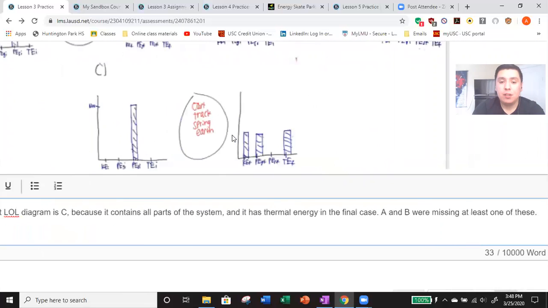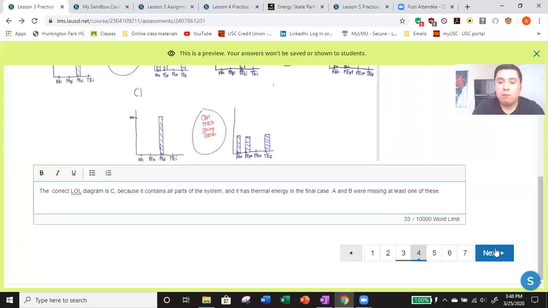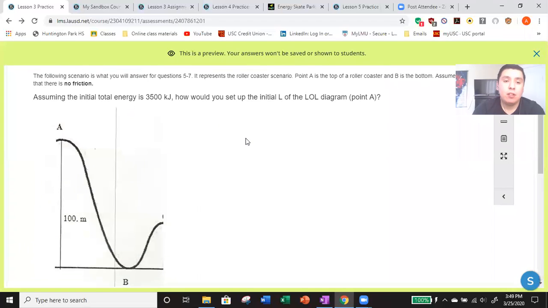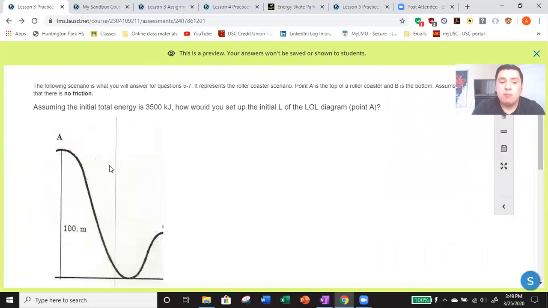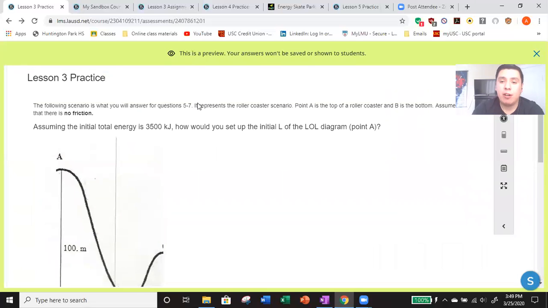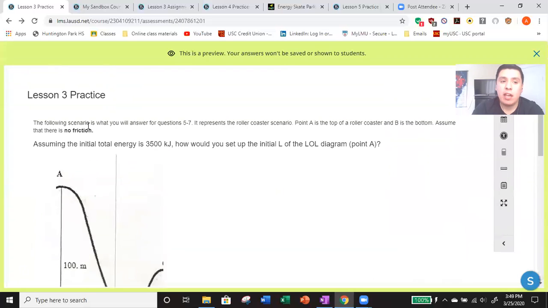Right. So that's what you put for 4. Now let's go up to 5. These are the same scenario. So we have this roller coaster, point A is up here, point B is down here. We're assuming that the initial total energy is 3,500 kilojoules. How would you set up the initial LOL diagram? And there's no friction, so that means there's no thermal energy.